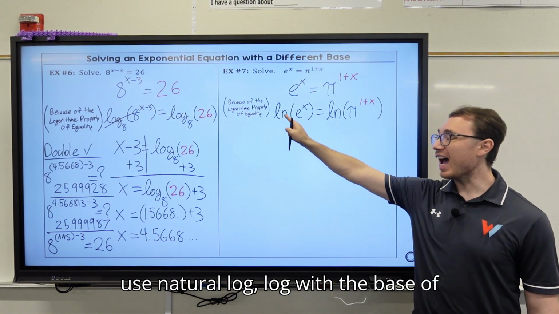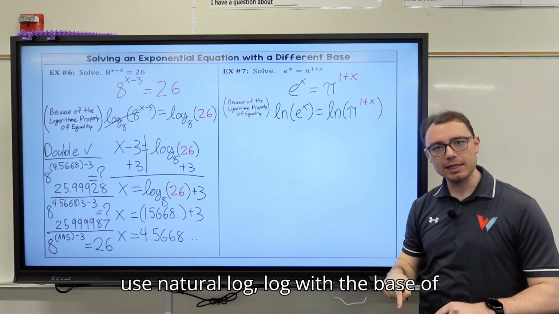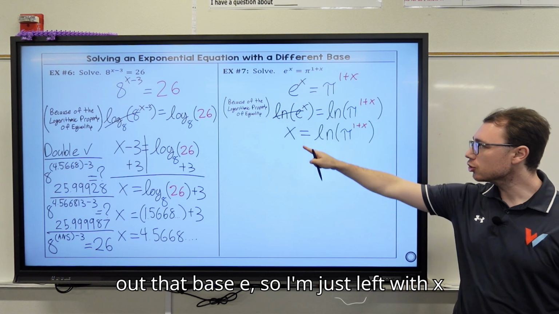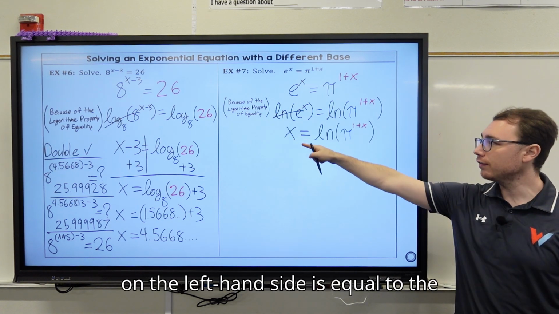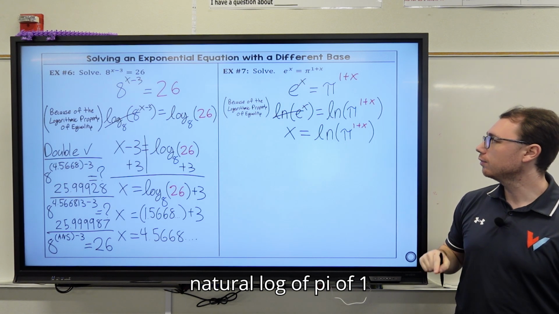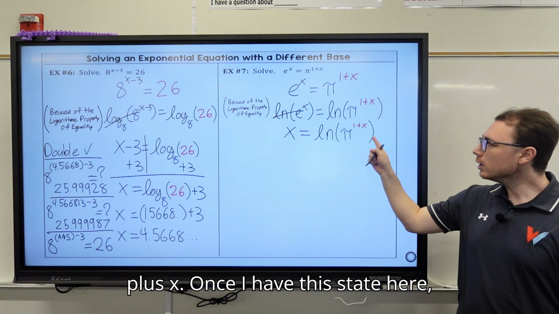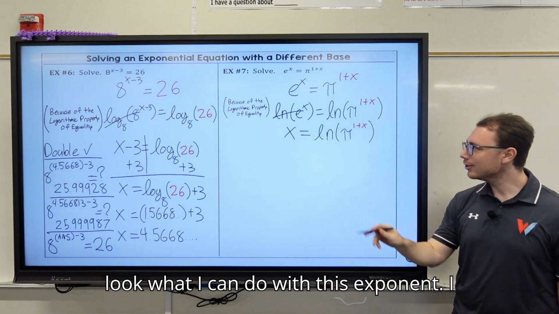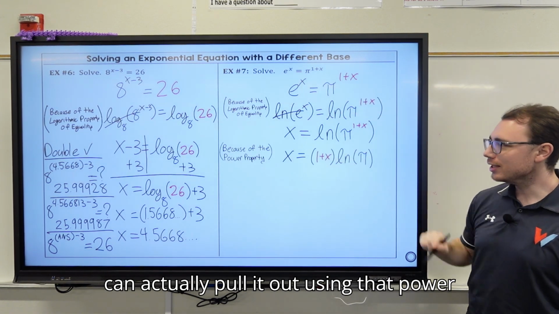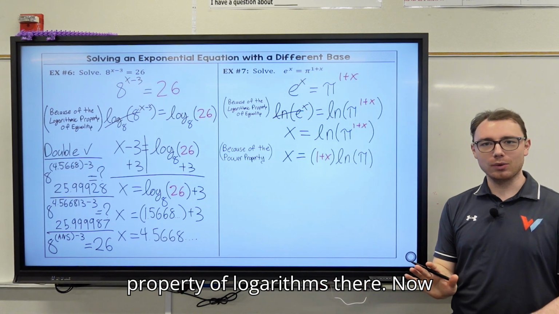If I use natural log with the base of e on both sides, it simplifies out that base e, so I'm just left with x on the left-hand side is equal to the natural log of pi to the power of 1 plus x. Once I have this stated here, look what I can do with this exponent. I can actually pull it out using that power property of logarithms.